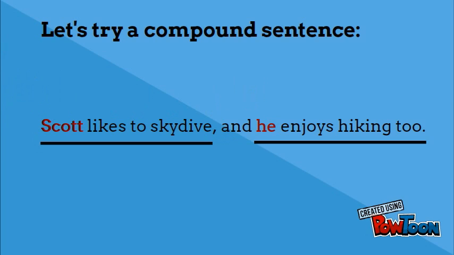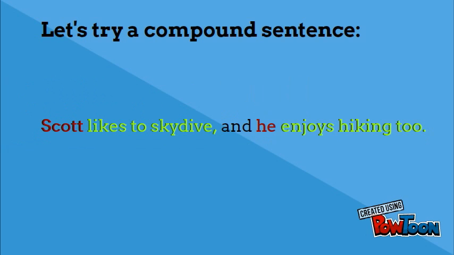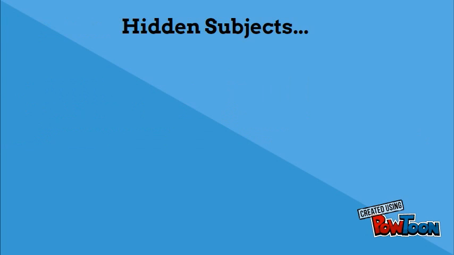Predicates start with the verb, or action in the sentence. So Scott likes to skydive. The predicate starts after the subject, Scott, and with the verb, likes. So from the word likes to the word skydive is the predicate in the first half. In the second half of our sentence, the subject ends with the word he, so the first verb is enjoys, which starts our predicate. Therefore, likes to skydive and enjoys hiking too are our two predicates. The word and does not fall into the subject or the predicate in this sentence because it is only a joining word, or a conjunction, and so it will not be marked in this compound sentence.